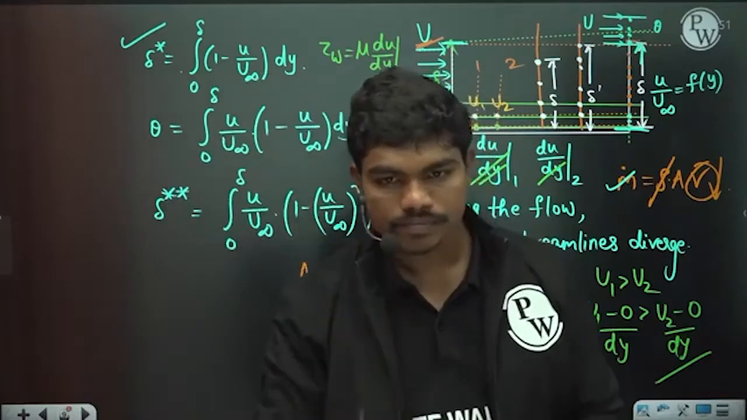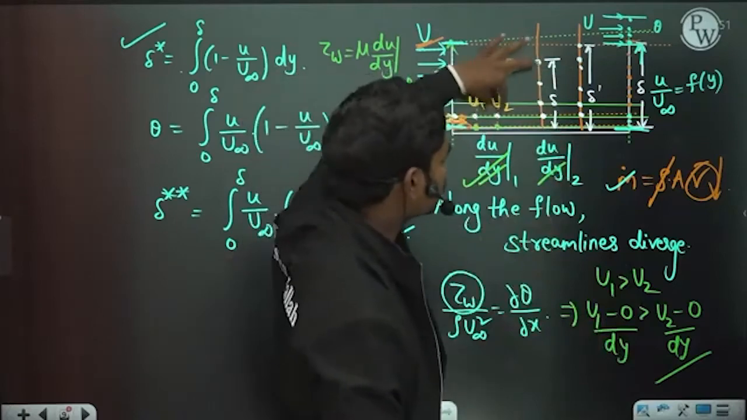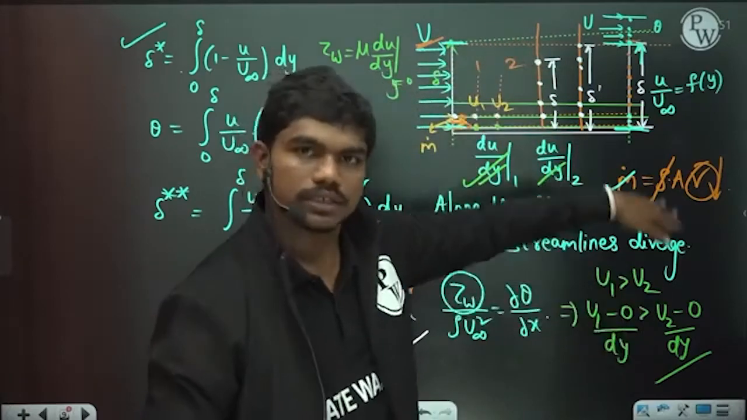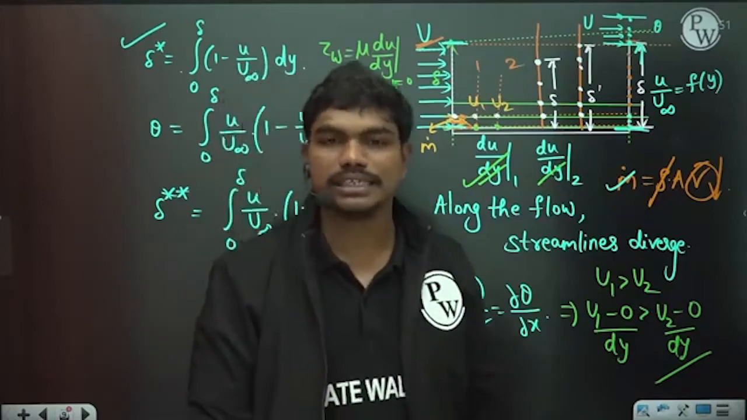Got it? How about drag force? You need to take some small integration on this. You need to take some small element, like tau_w times b dx, and then integrate this. Using von Kármán's momentum integral equation, you can get this.